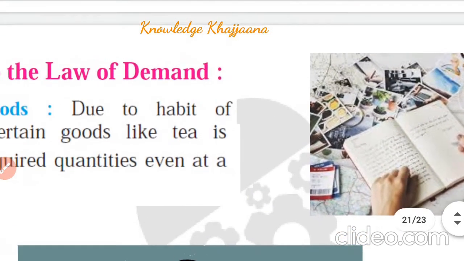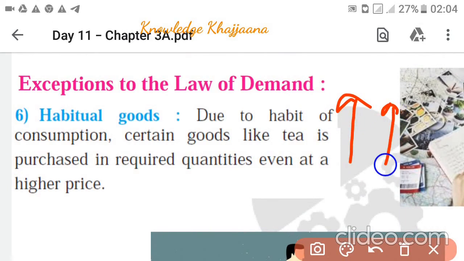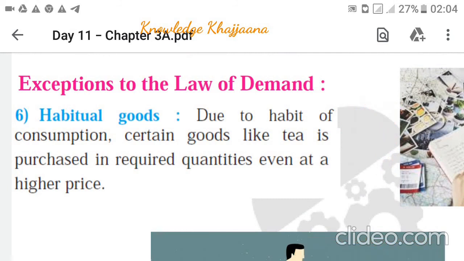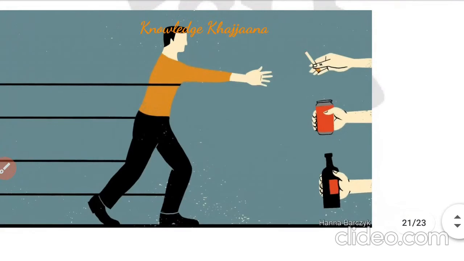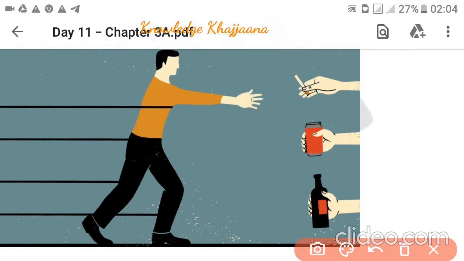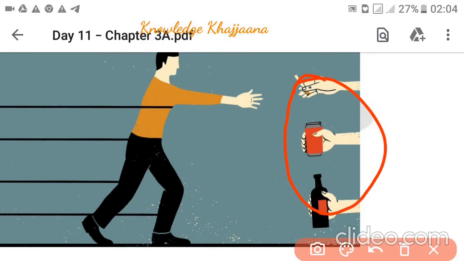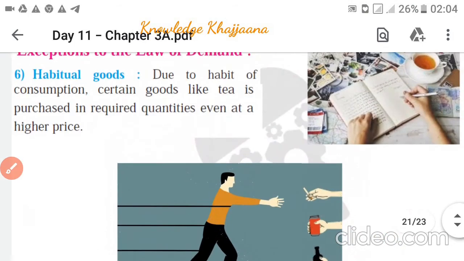So this again violates the law of demand. As the price of tea increased, the demand for tea also remained the same or increased. It didn't decrease. Another reason can be the habit of bad things, or addictions. If a person has an addiction to cigarettes or alcohol, then even if the prices are increased, the person will go for buying it even at higher prices. So this again violates the law of demand.